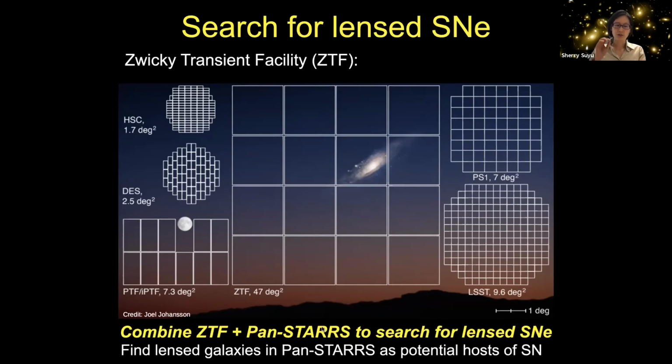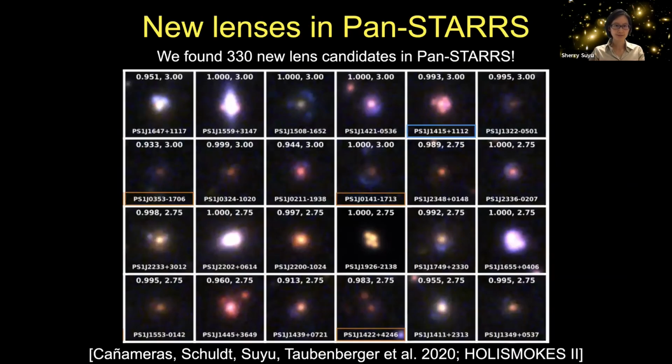Essentially, our strategy is to find lens galaxies in Pan-STARRS as potential hosts of supernovae. So we have used machine learning techniques, particularly convolutional neural networks, as mentioned by Eric before. We have applied the CNN to the entire Pan-STARRS 3Pi survey, and from that, we have found 330 new lens candidates. And here is a gallery of some of these new ones.